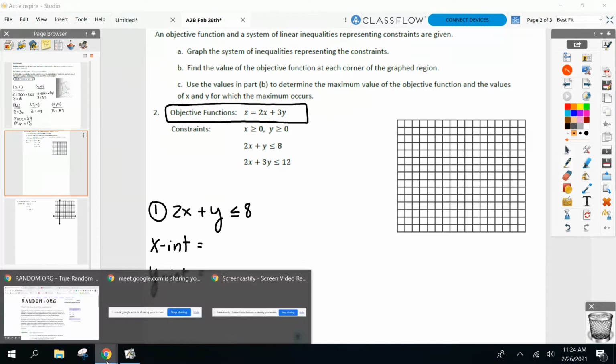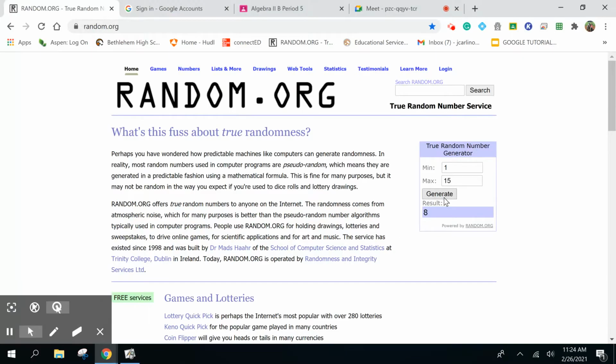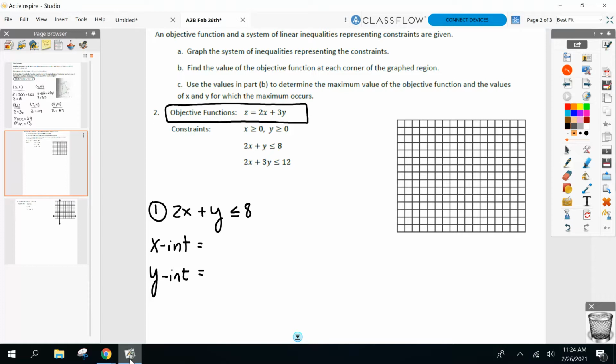All right, let's see what you got. What's my x and my y intercept? Colin, here we go. What's my x and my y for this one? Y is 8. Yep. And then x is 4. Good job. All right, so they're both positive. Great. I'll graph them at the end here. Let's go to the last inequality.